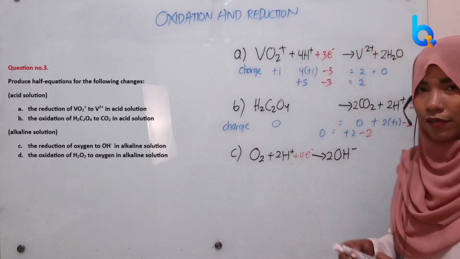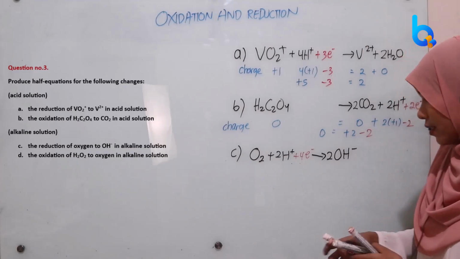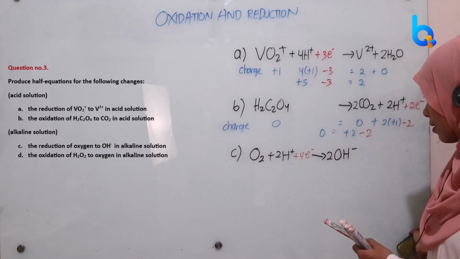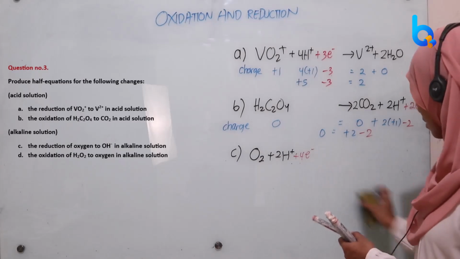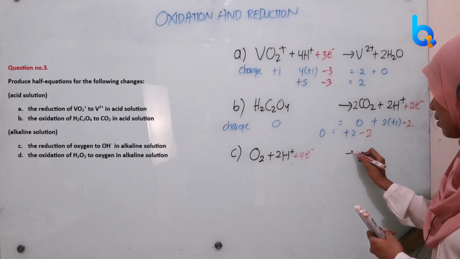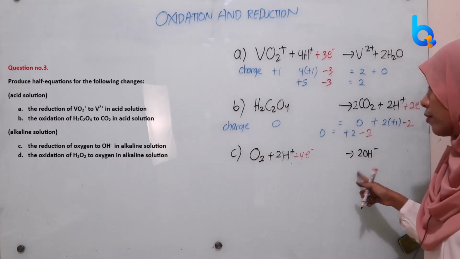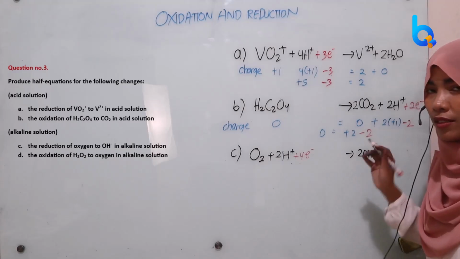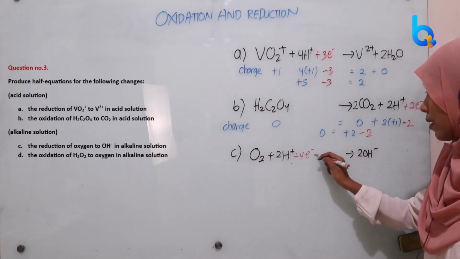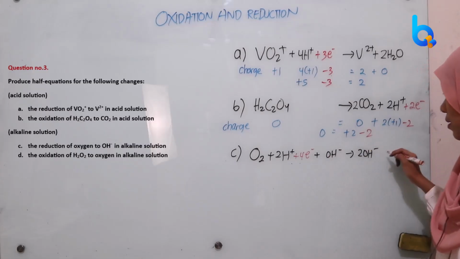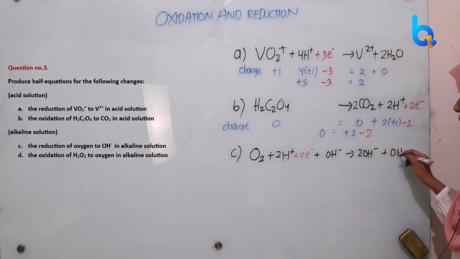So step number 5, we have to add hydroxide ions on both sides. So let me shift this. Although we already have OH minus here, but just do the step 5. So we add OH minus, and on this side also we add OH minus.